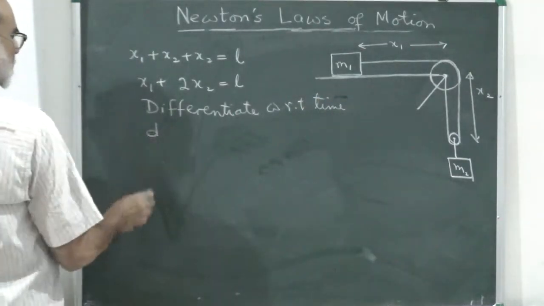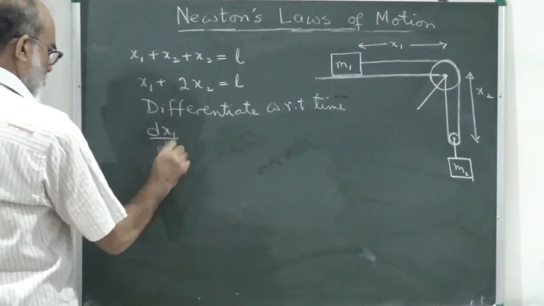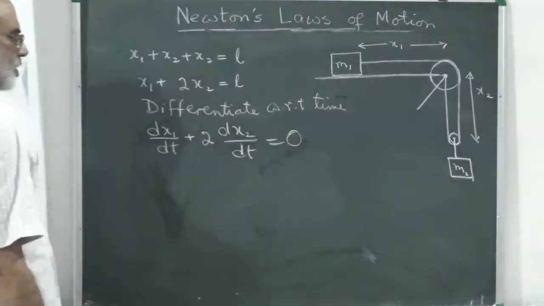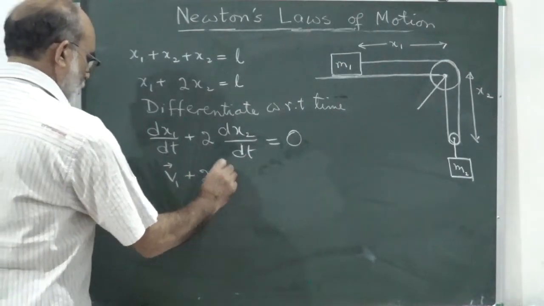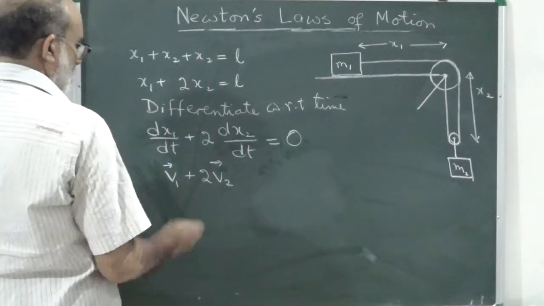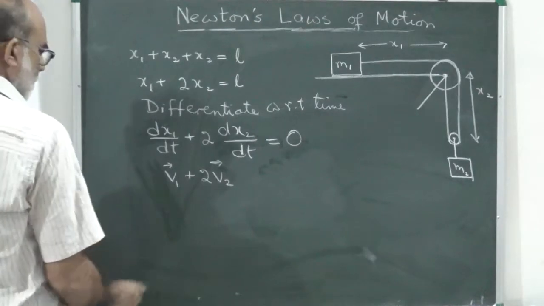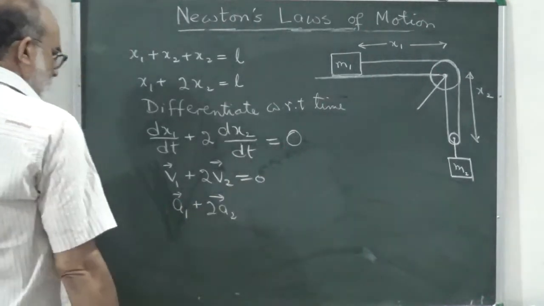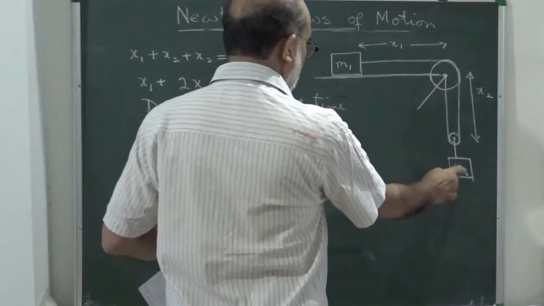You will get dx1 by dt, simply we can write it as v1, plus 2 dx2 by dt, and this is constant, so differentiation with respect to time will be 0. This gives you the velocity v1 plus 2v2. You can take these lengths or this separation as a vector also or scalar also, and if you differentiate it again you will get acceleration. It will be a1 plus 2a2, and this is 0. It means acceleration of this part m1 is equal to 2 times the acceleration of this.